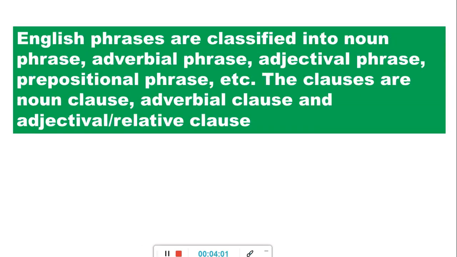Now, English phrases are classified into noun phrase, adverbial phrase, adjectival phrase, prepositional phrase, and so on and so forth. Of course, the clauses are also classified as noun clause, adverbial clause, and adjectival or relative clause. Of course, we have other classifications, such as when we look at the structural classification of the clauses, we can now talk about the dependent and independent clause, or the main clause and the subordinate clause.